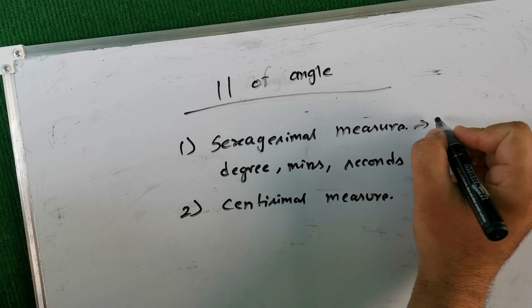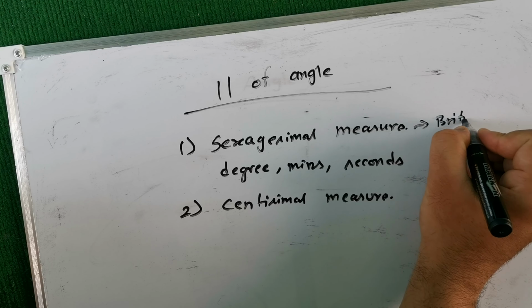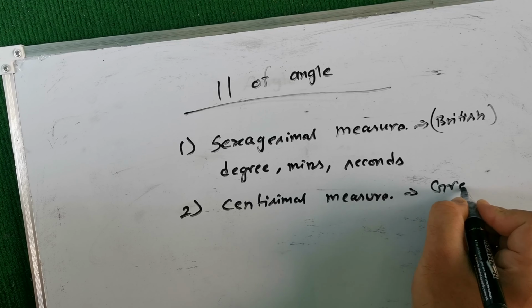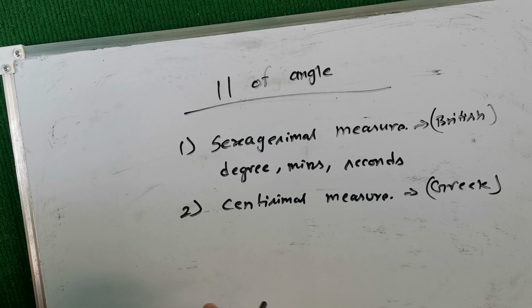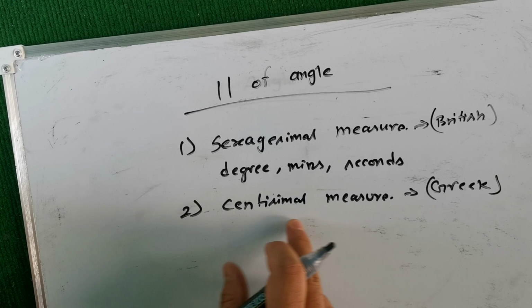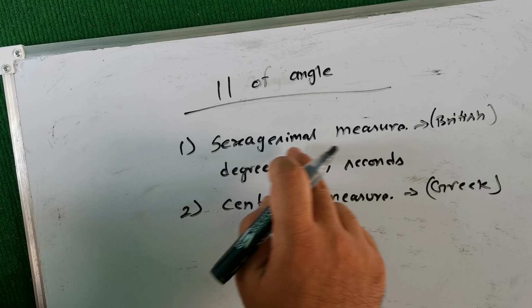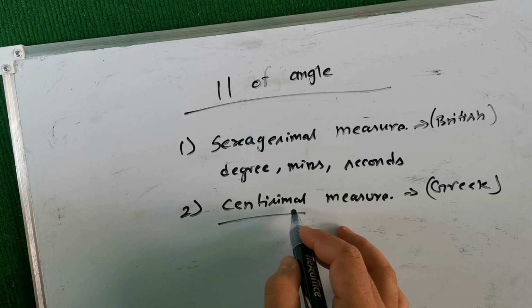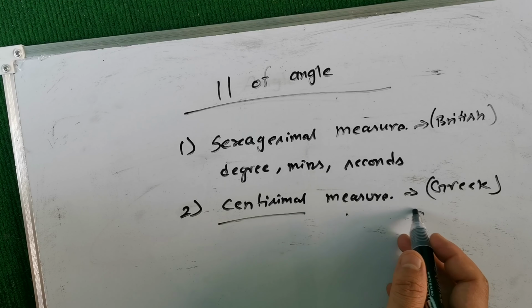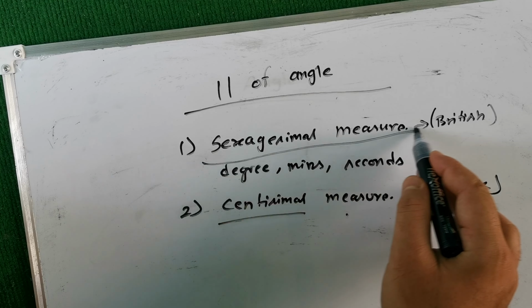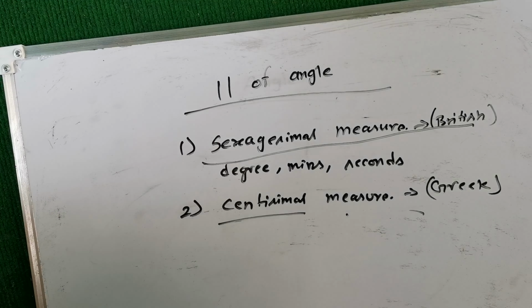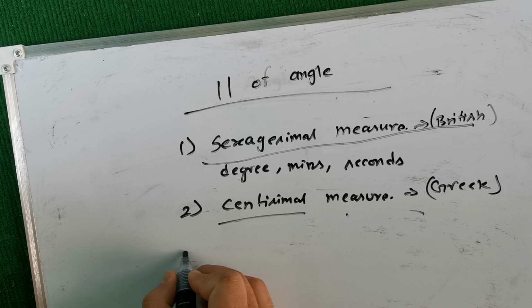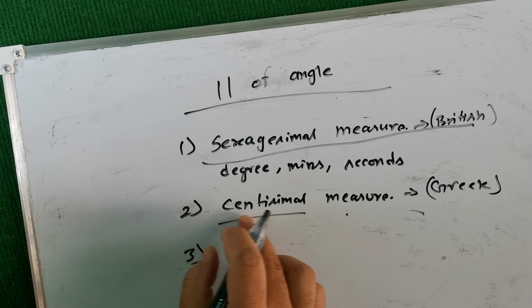This is British, this is Greek. The oldest one is Greek; later the centesimal measure was established, and after that the sexagesimal measure was established. I don't know the name of who established this formula. If you know, do comment.